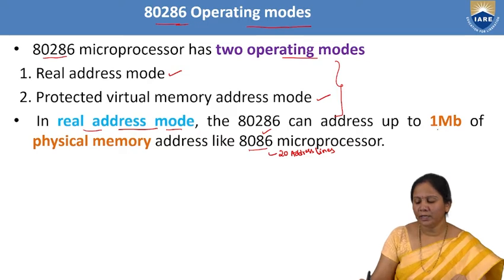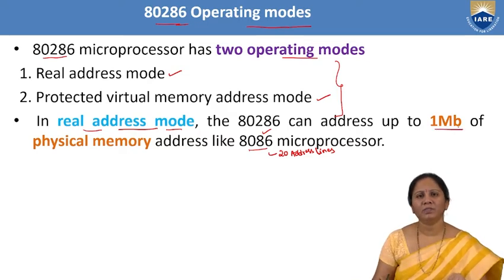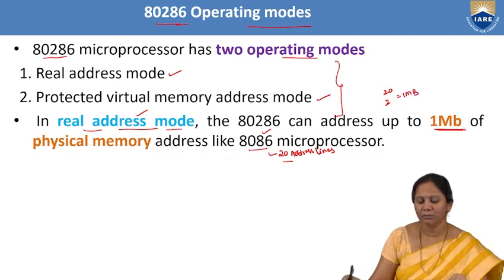That is why 1 MB physical memory will be used by the 80286 when it is operating in this real address mode. Why? Because it also has 20 address lines. If you write 2 power 20, it leads to 1 MB physical memory. So that is why it uses only 1 MB physical memory.